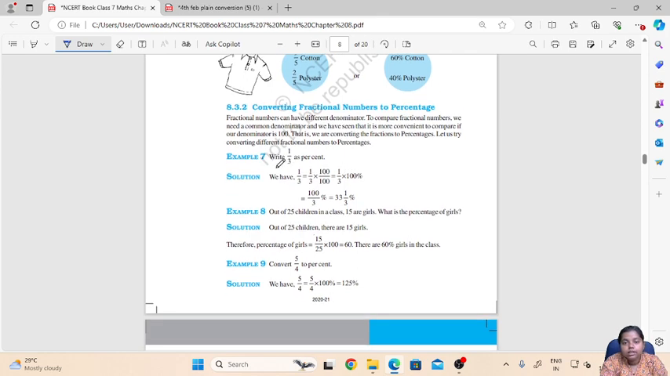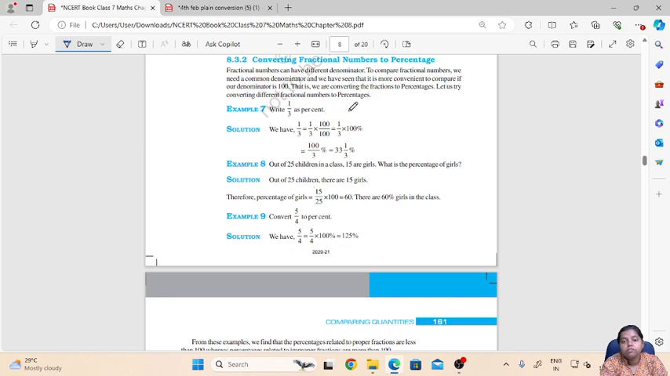Here, the example they have given is 1 by 3. Write 1 upon 3 as a percent. These fractions we have to write in the form of percent. So how will we write? First of all, we have to multiply it by 100 by 100. Now 1 by 3 multiplied by 100, 100 multiplied by 1 is 100, 100 divided by 3, correct? So 33 and 1 by 3 percent is what we have got.